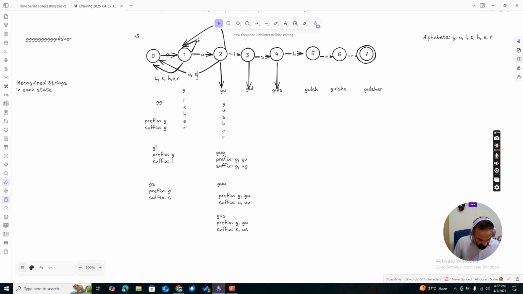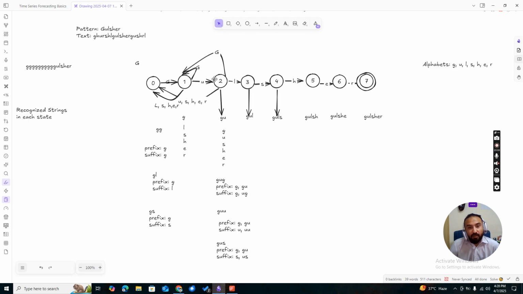So with U and S, we will write the other possibility as well. We will roll back to the initial state on H, we will roll back to the initial state on E, we will roll back to the initial state on R. So we have dealt with all the possibilities for the second state, which is 2, right? Now the correct alphabet has occurred, and we transit from the second state to the third state. So after GUL has occurred, we have transited to the third state.